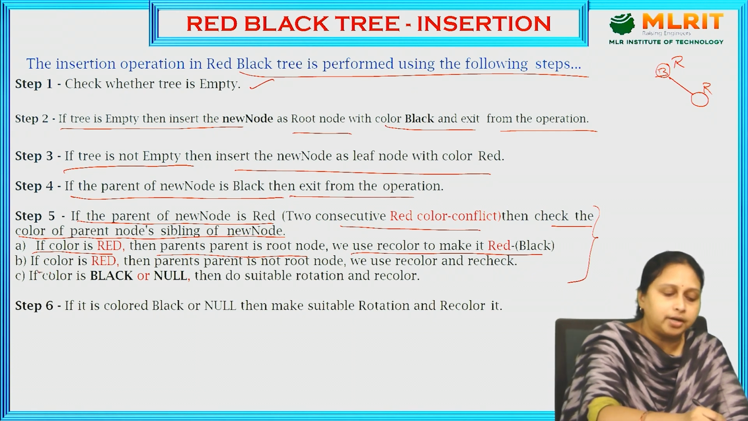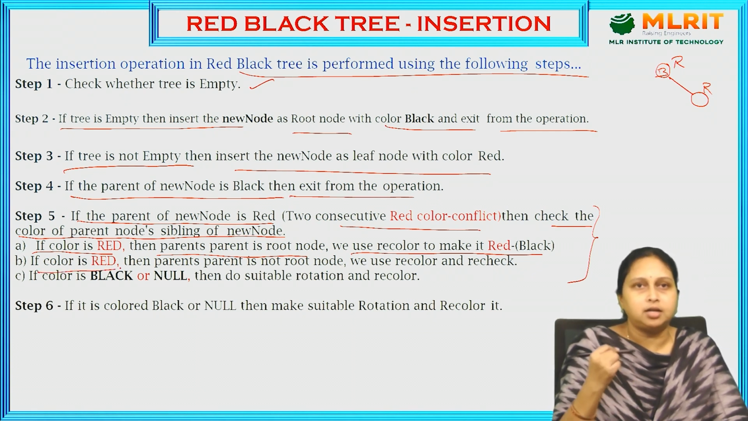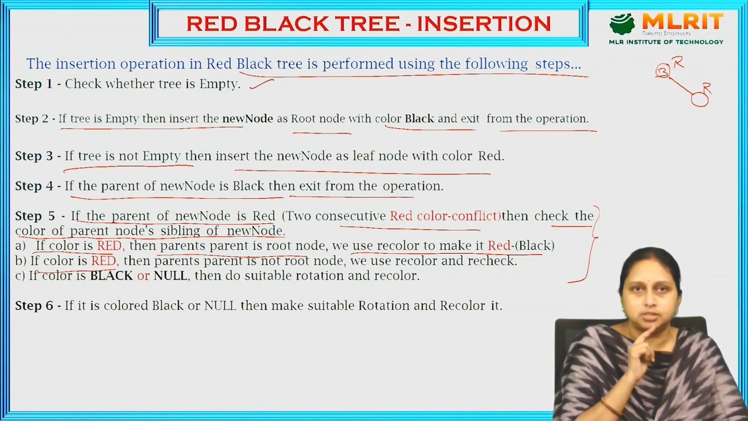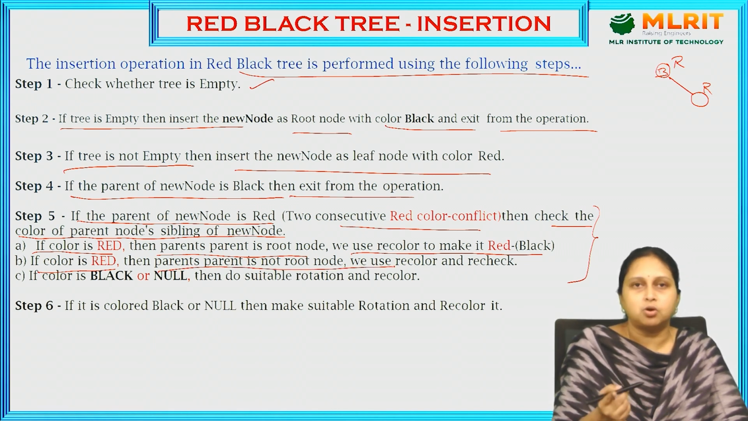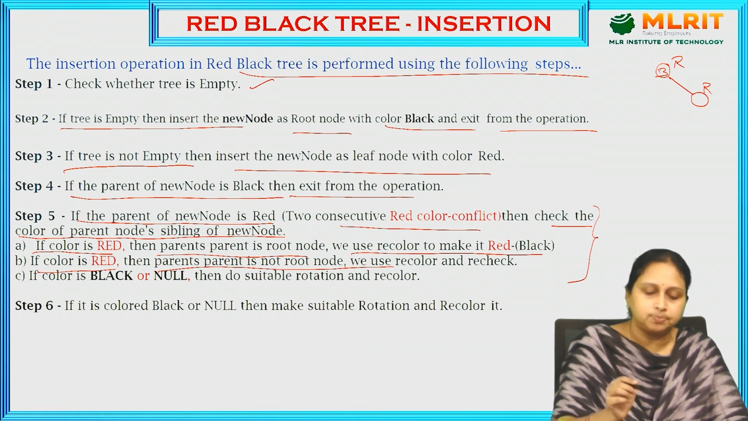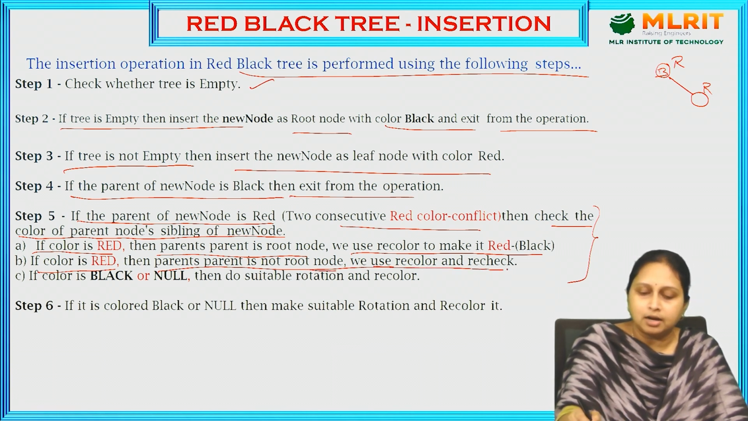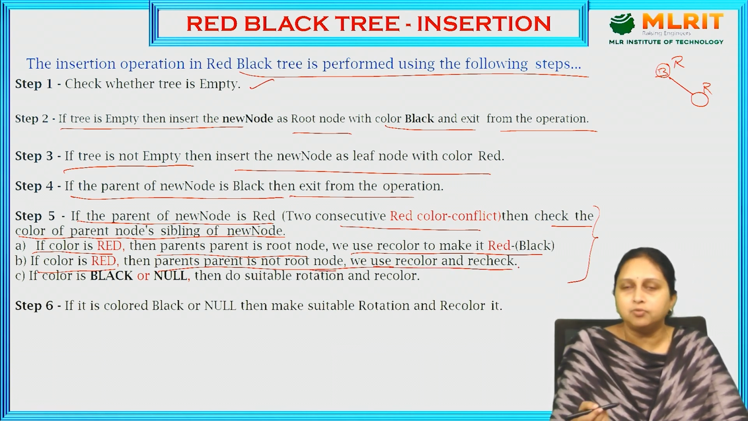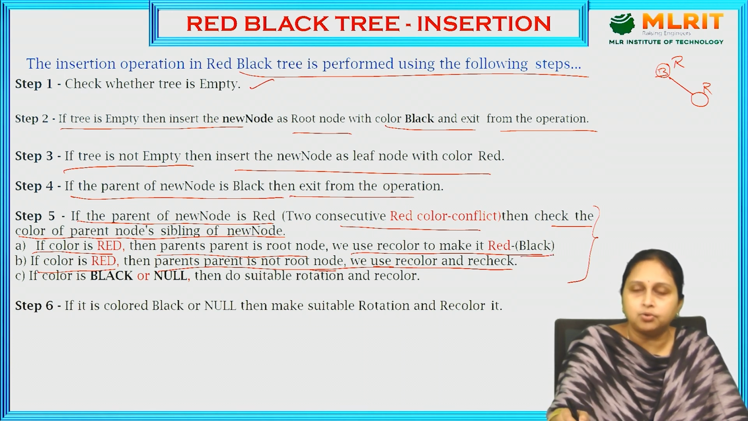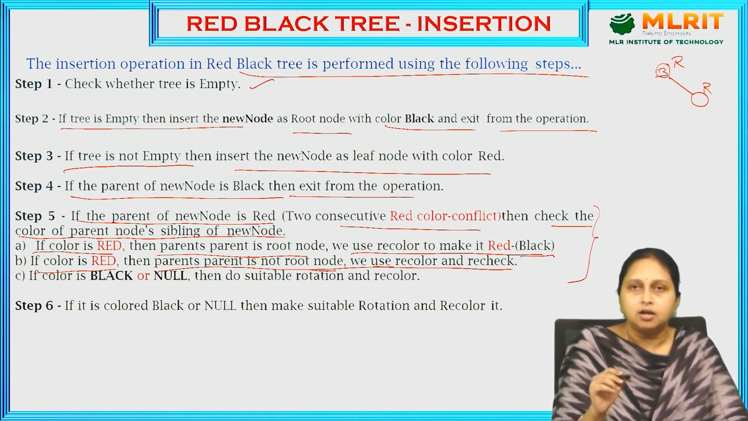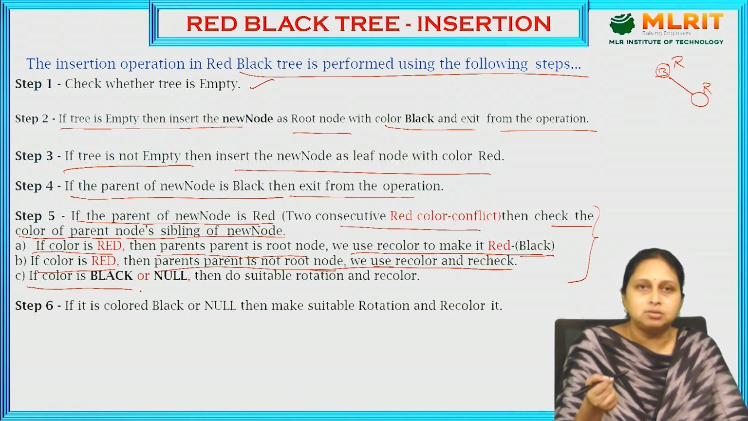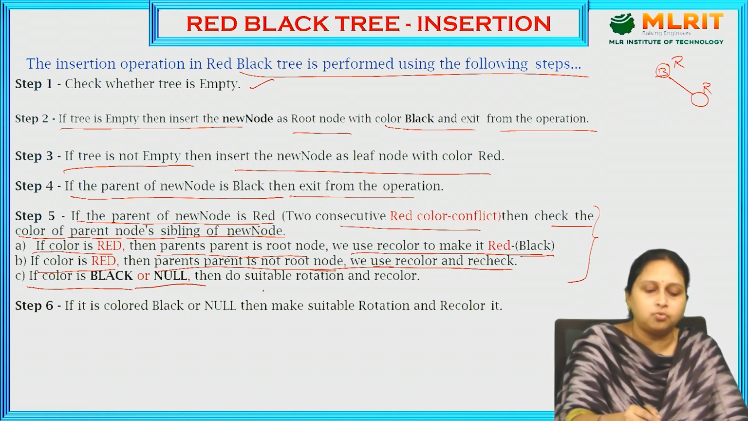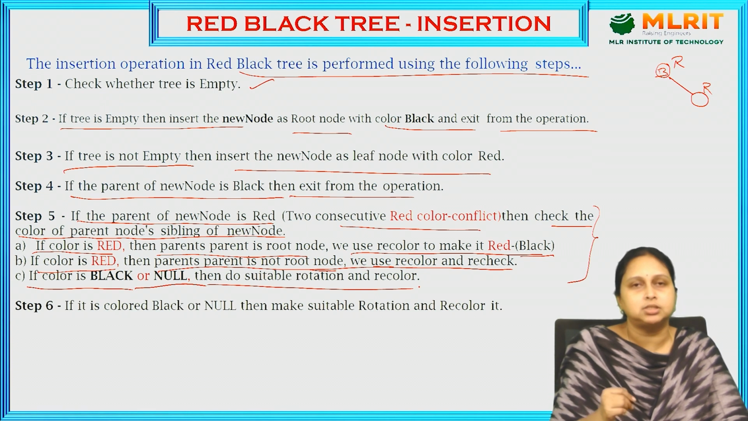If the parent node's sibling is red and the parent's parent is not the root node, we recolor and recheck. After recoloring, we are going to recheck it. If it is a root node and it is in red color, we are going to make it black. That's all. If the parent node's sibling is in black color or null, then what we are going to do? Do suitable rotations and recoloring.